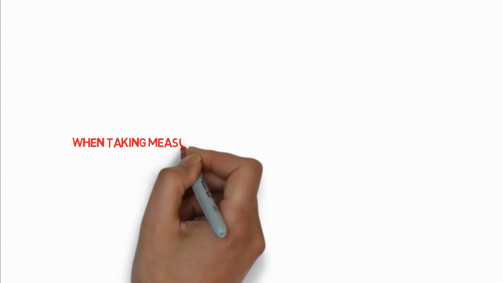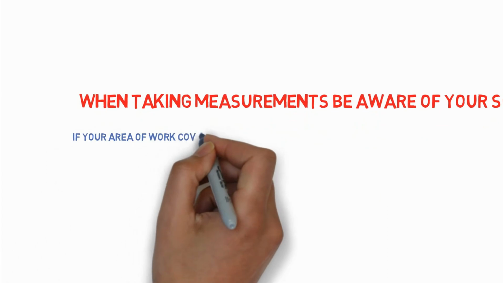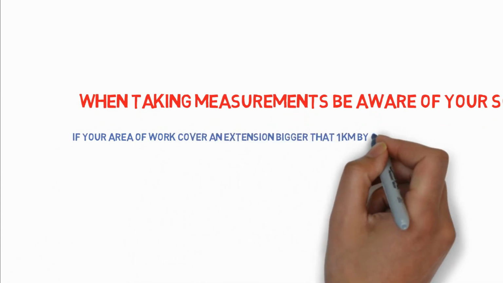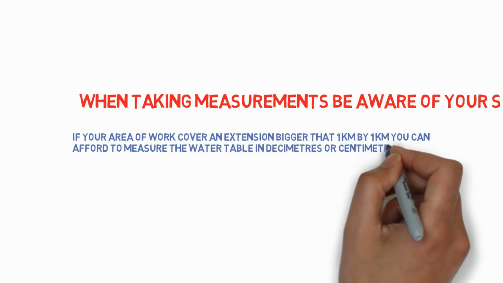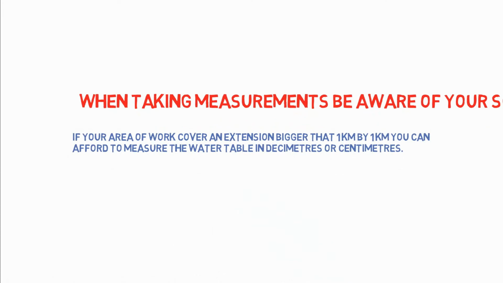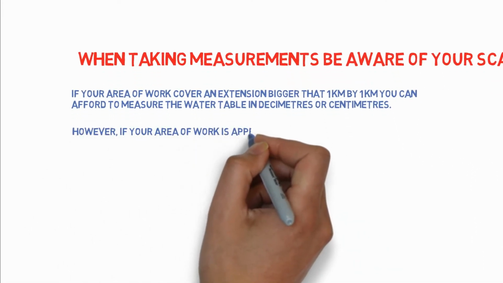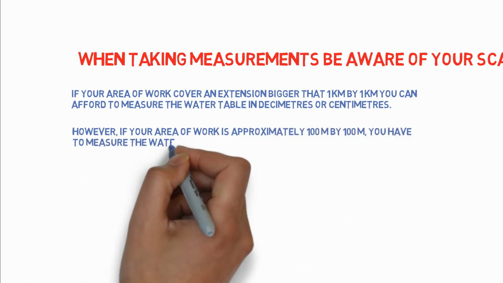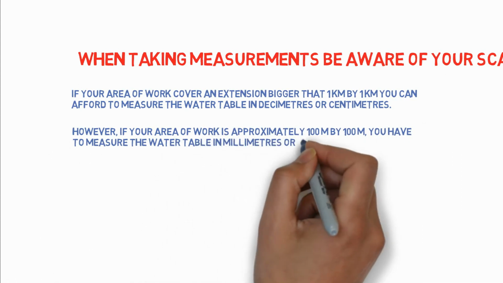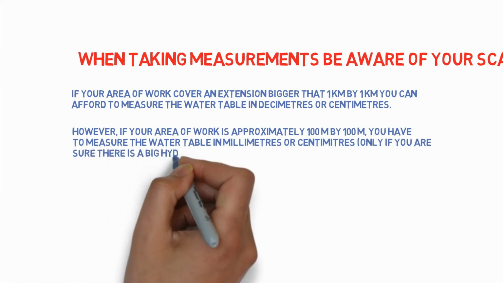When taking measurements, be aware of your scale of work. If your area of work covers an extension bigger than 1 kilometer by 1 kilometer, you can afford to measure the water table in decimeters or centimeters. However, if your area of work is approximately 100 meters by 100 meters, you have to measure the water table in millimeters, or centimeters only if you are sure there is a big hydraulic gradient.